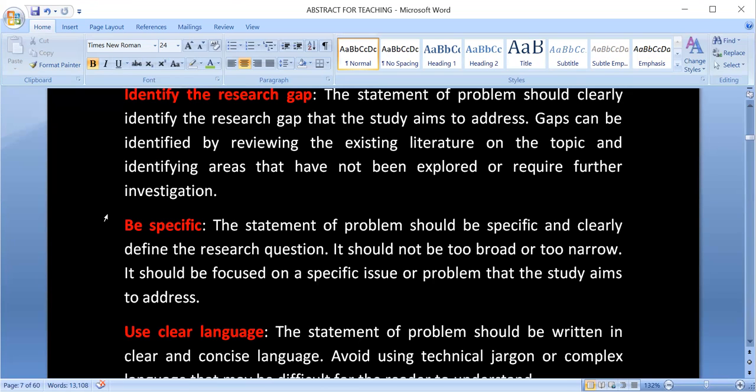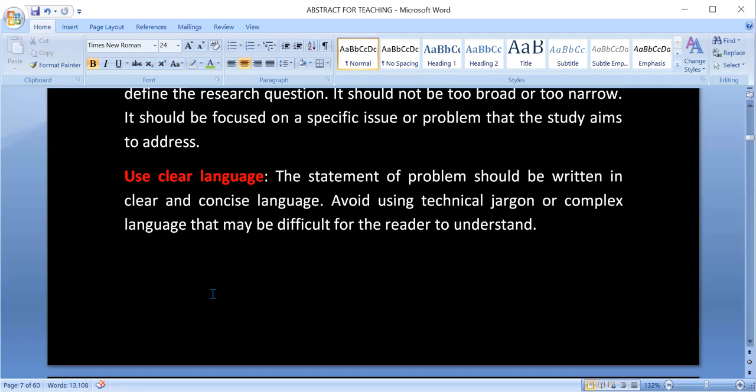A well-written statement of the problem should be specific. The statement of a problem should be specific and clearly define the research question. It should not be too broad, or too narrow. It should be focused on a specific issue or problem that the study aims to address. Another characteristic is use clear language. The statement of the problem should be written in clear and concise language, avoiding technical jargon or complex language that may be difficult for the reader to understand.